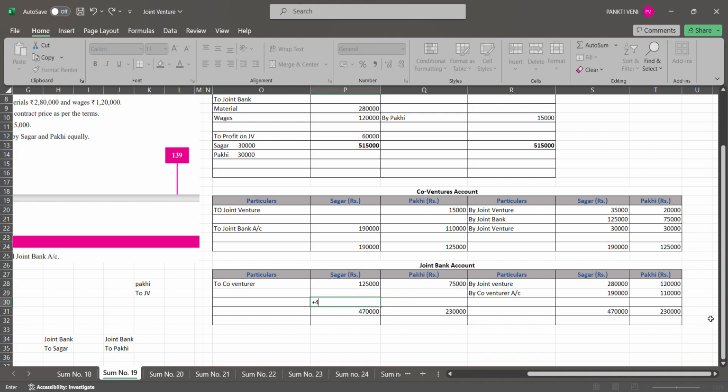If I subtract this, 4,70,000 minus 1,25,000 and 2,30,000 minus 75,000, I'll have the joint venture account as 3 lakh 45 and 1 lakh 50, that is 5 lakh between Sagar and Paki. So this is my basic.